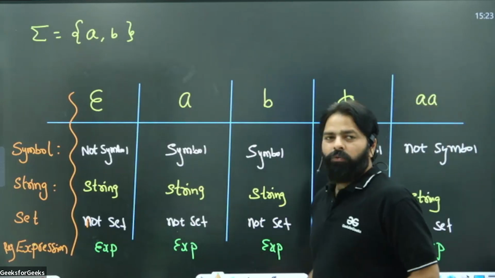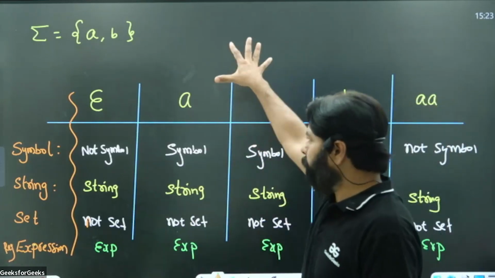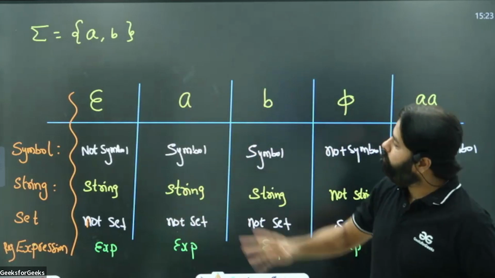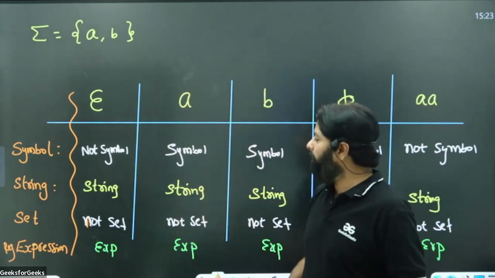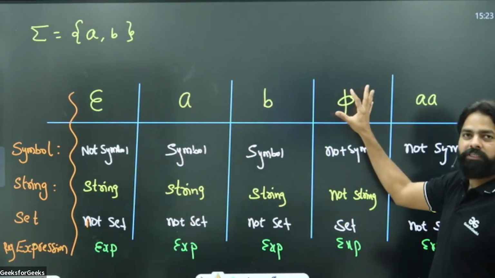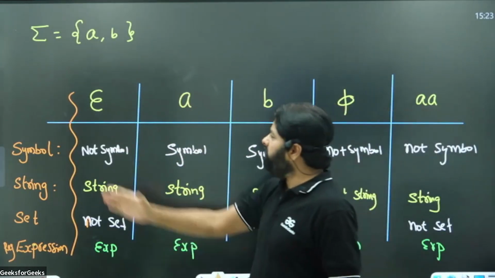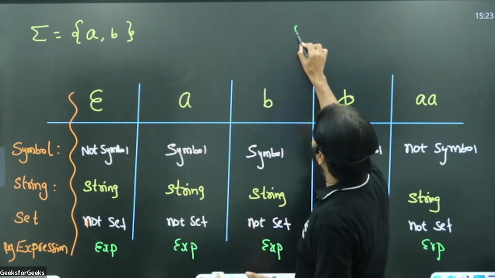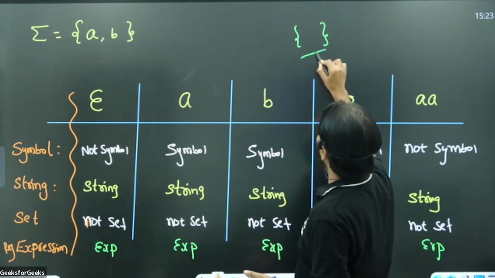Everybody able to understand what is a symbol in the sigma? What is a string? Using these symbols you can form a string, maybe 0 symbols, maybe 1 symbol, maybe 2 symbols, but this is not a string. And who is a set? If you want a set, you should have a bracket. This is called a set, correct?